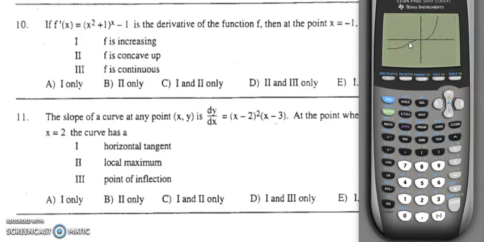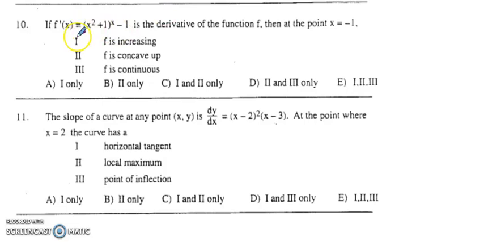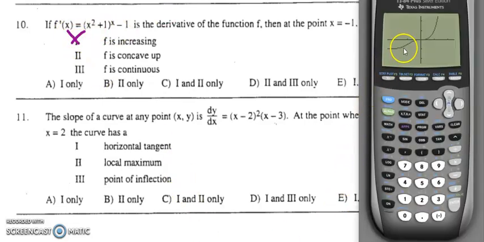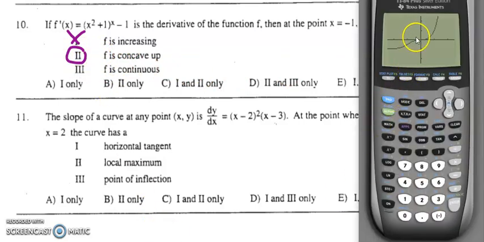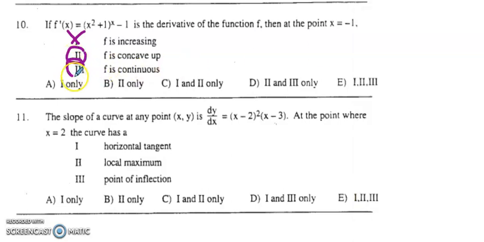So at x equals -1, my derivative is negative, which means my function is decreasing, which means this choice is not correct. When I look at my derivative function, the derivative is increasing at -1, which means that the function is concave up. And since the derivative is defined here, the function must be continuous at this point. So the answer is going to be 2 and 3 only.